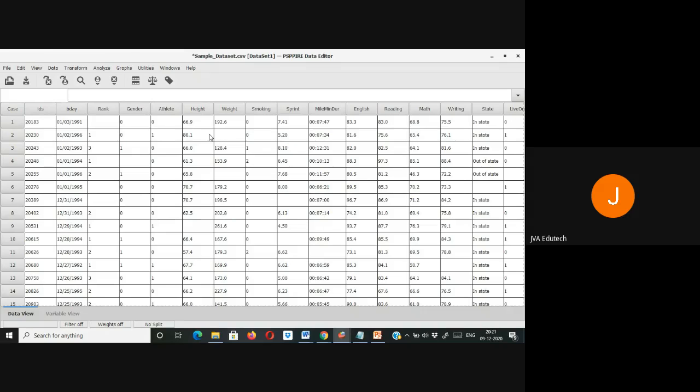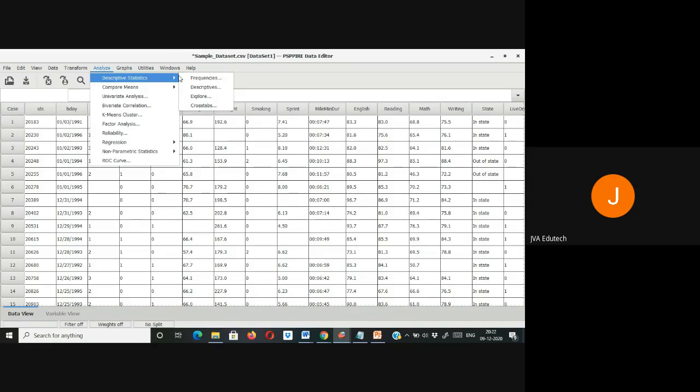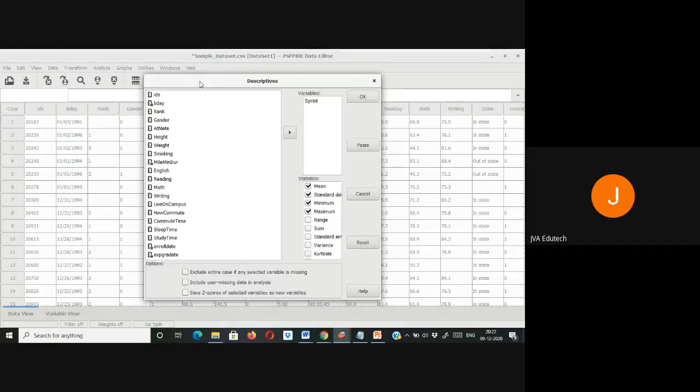So before that, we can go for Analyze, Descriptives, and Descriptives, and we will take height and weight.